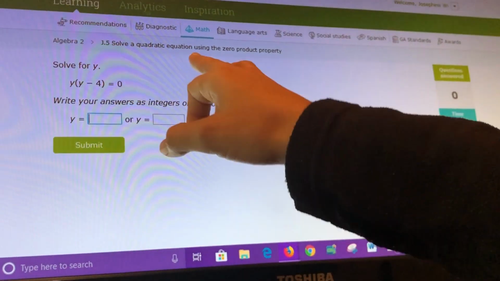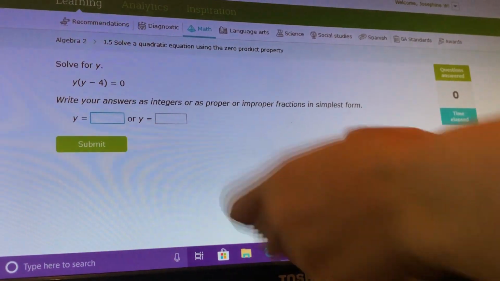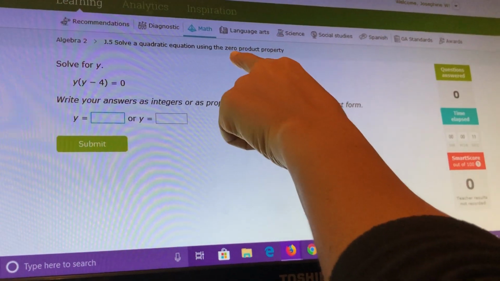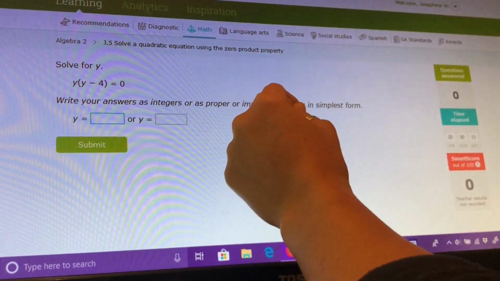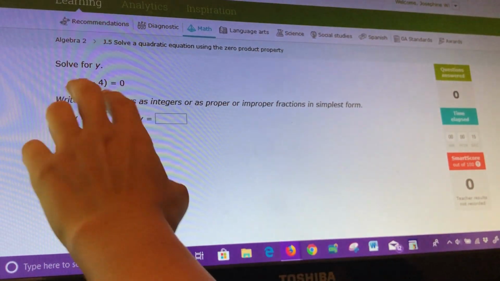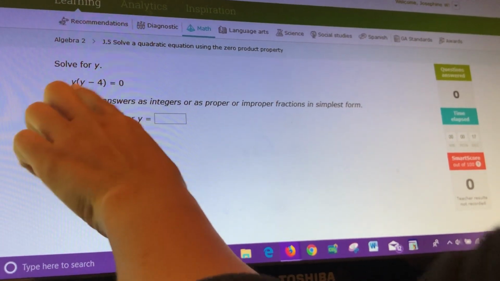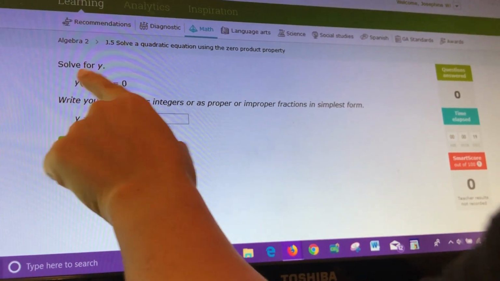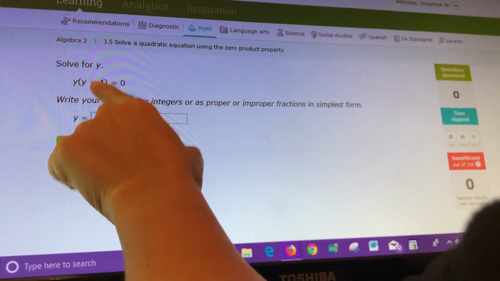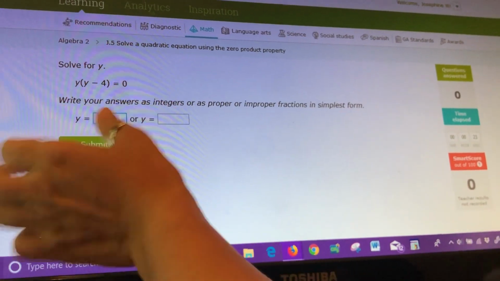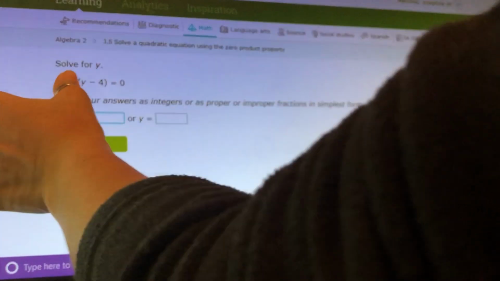All right, we'll take a look at solving quadratic equations using the zero product property. And all that means is zero means zero, product means multiplication, okay? And then there's a property that says what happens when you're multiplying two numbers and it has to give you zero. Well, one of these numbers that you're multiplying has to be zero. That's how it becomes zero. So this can be zero or this can be zero.